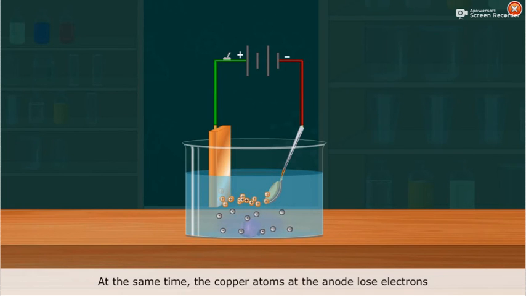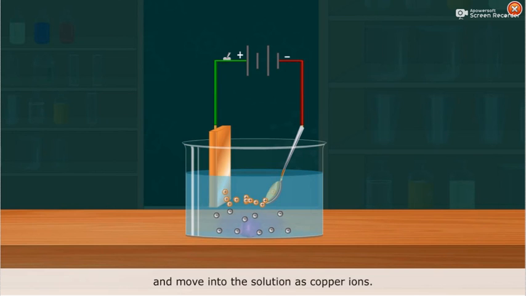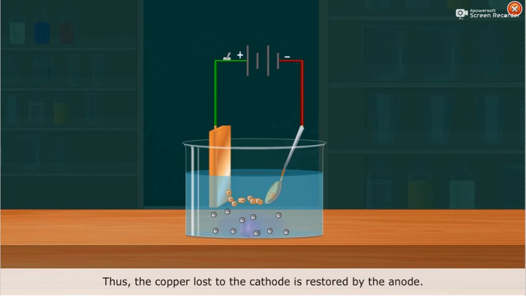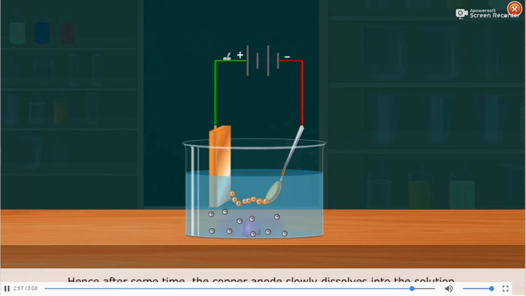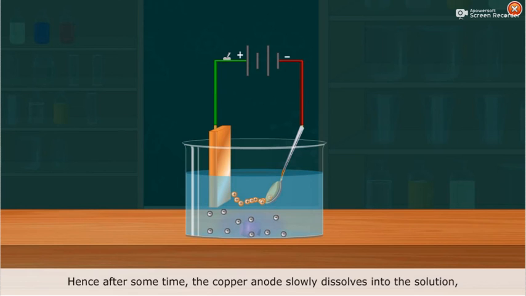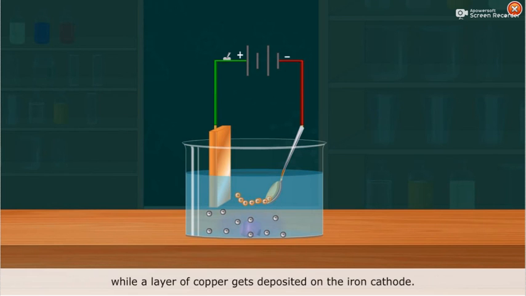At the same time, the copper atoms at the anode lose electrons and move into the solution as copper ions. Thus, the copper lost to the cathode is restored by the anode. Hence, after some time, the copper anode slowly dissolves into the solution, while a layer of copper gets deposited on the iron cathode.